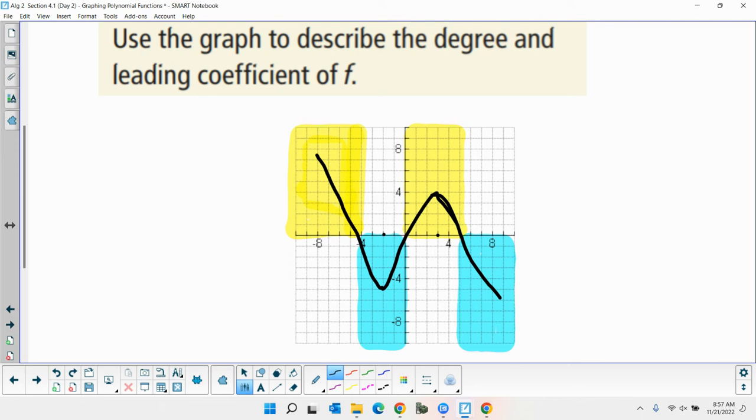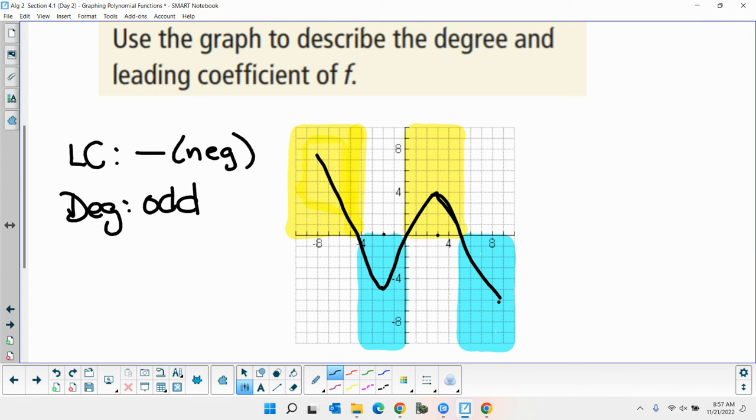Now, is the degree positive or negative? I'm sorry. Leading coefficient positive or negative? Negative. Far right, going down, so it's negative. Is the degree odd or even? Odd. Opposite directions, right? You can write negative or put a negative sign. Write positive or put a plus sign. Okay? That's it.